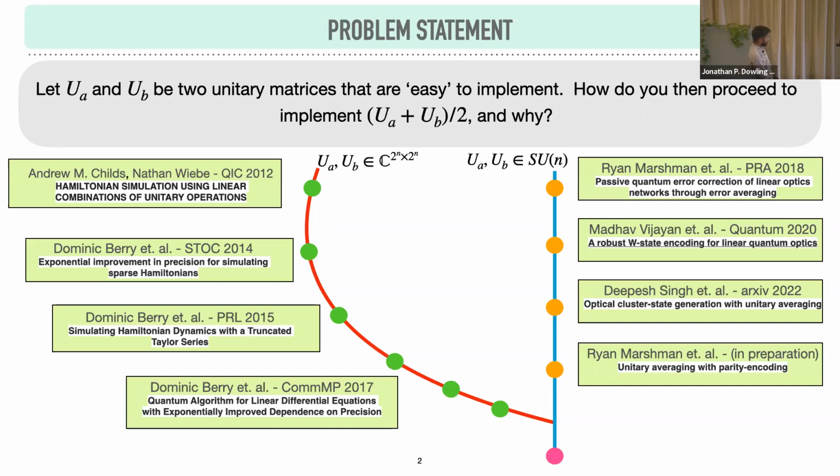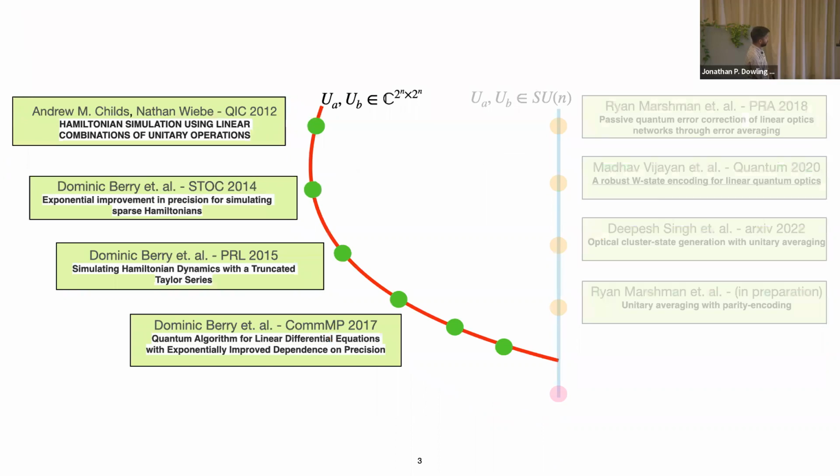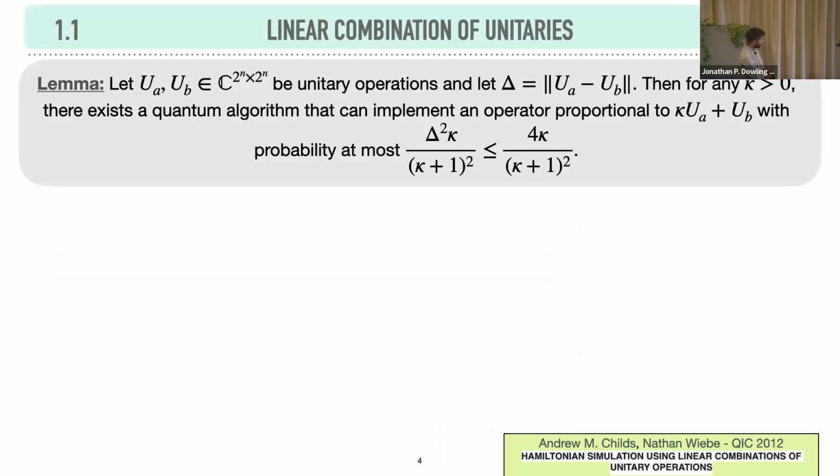To start off, I just wanted to briefly give an overview of what's happening with this averaging in the qubit picture. There's this lemma from the 2012 paper by Andrew Childs and Nathan Wiebe, which says that given two unitaries acting on n qubits, let delta be some notion of distance between them, like the spectral norm of the difference between the two unitaries. It puts an upper bound on the success probability of getting this linear combination of unitaries. And the proof goes as follows.